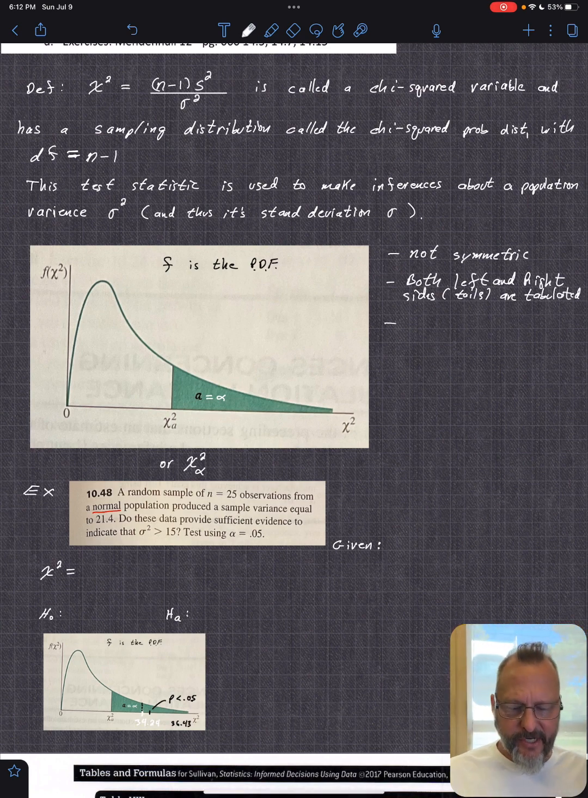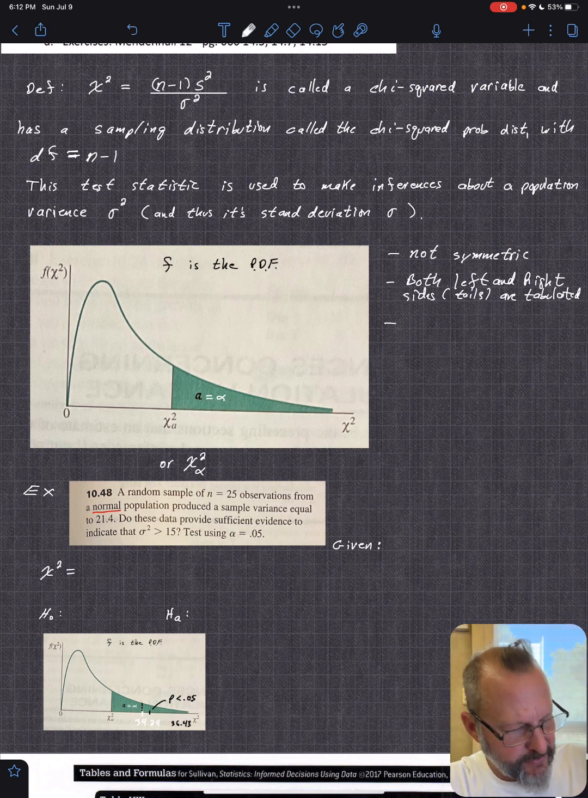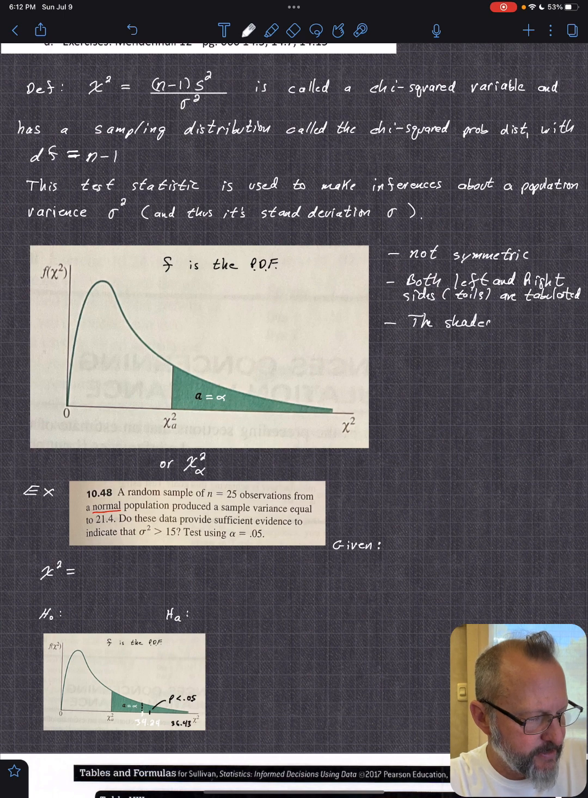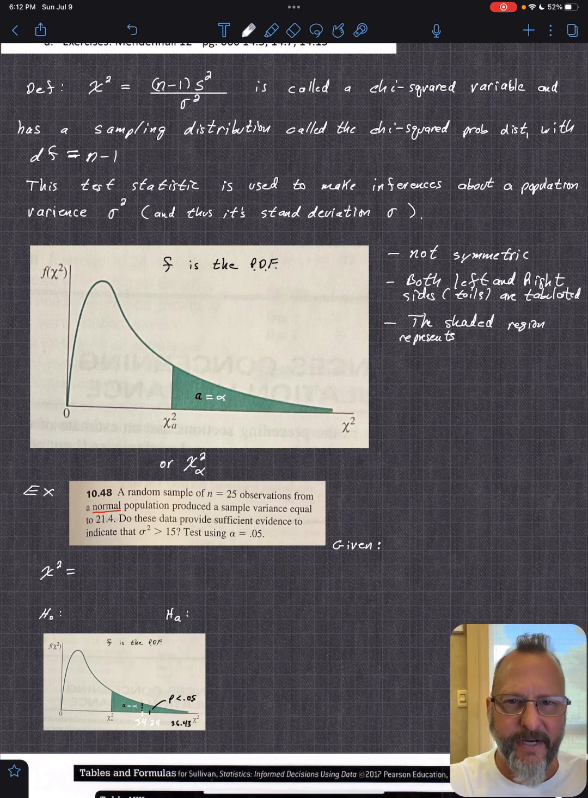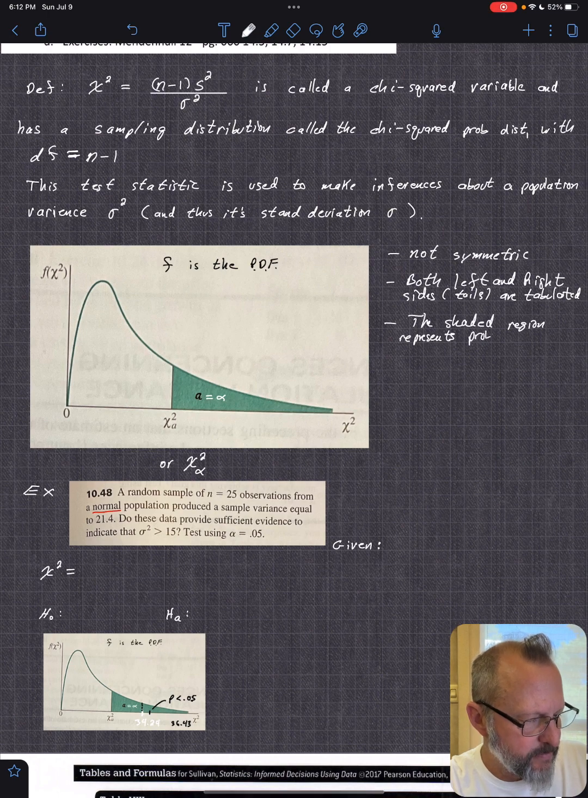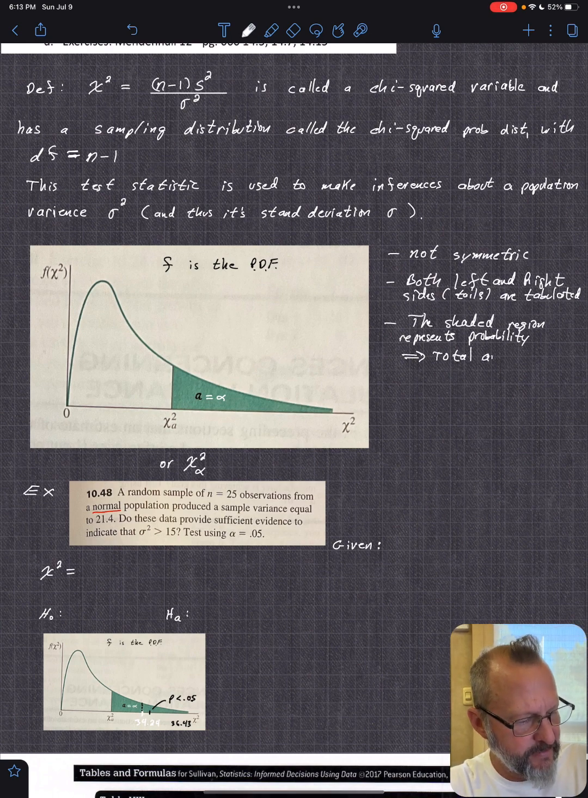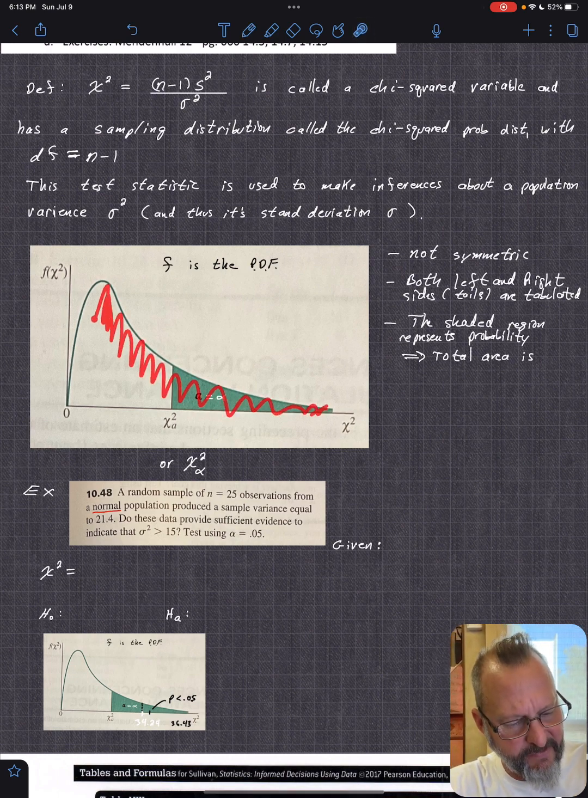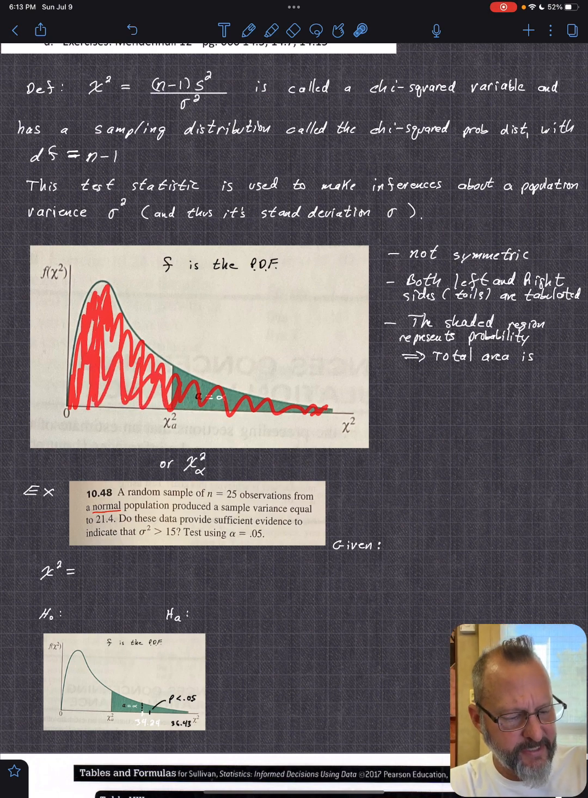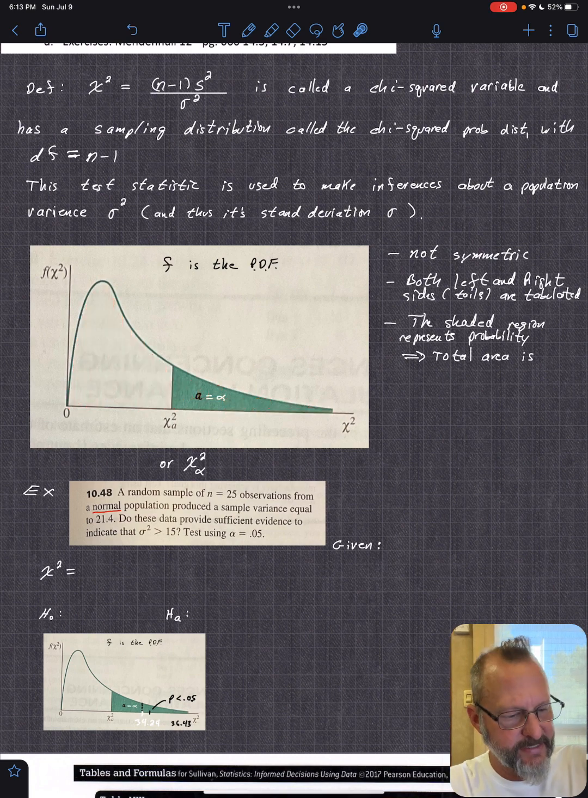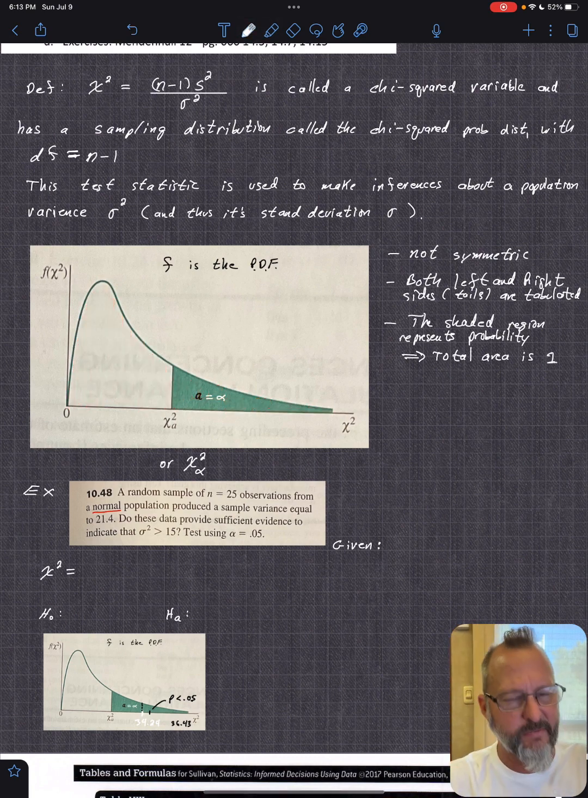What else? The shaded region represents what? If it's a probability distribution, what does the shaded region have to represent? You are correct, it has to represent probability. So the shaded region always is going to represent probability. And then the total area under this curve, if you were to add it all up, what must that be if it's a probability distribution? It has to add up to exactly 1. It always adds up to 1 if it's a probability distribution.